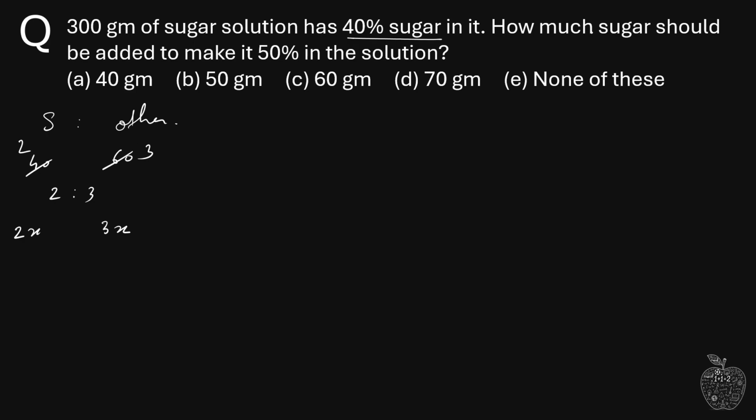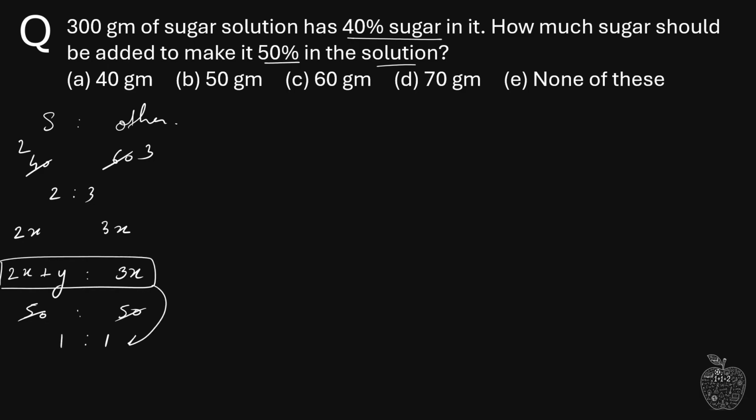Now the question is telling me how much sugar should be added. So we are adding sugar here. Let's say in this 2x sugar we add y amount of sugar, right? And the amount of other substance remains the same, which is 3x. After doing this, sugar becomes 50% in the solution, so the other substance will be the other 50%. So the ratio that we get here is 1:1, which means this ratio is the same as this ratio.